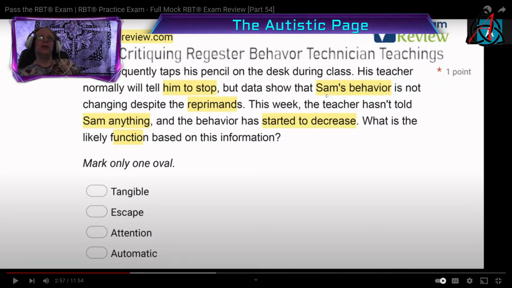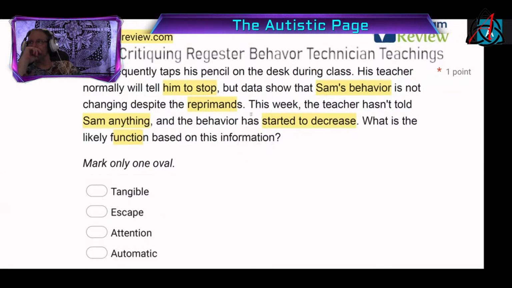So, let's look at it a different way. Sam frequently taps his pencil on the desk during class due to his need to stim. So the teacher gives him gum. Next question. It's just that easy. Instead of behavioralizing it and going through all this crap and accusing the child of attention-getting behaviors, why don't you just help the kid? This is what the problem with ABA is. In this case, based on this information, it appears Sam's behavior is happening for attention.